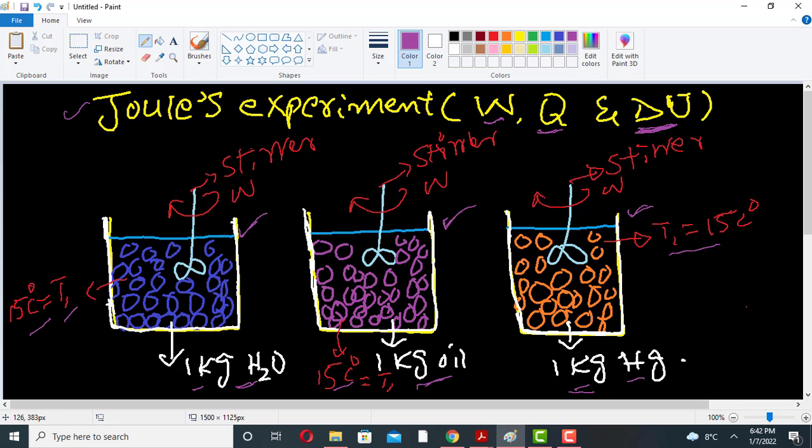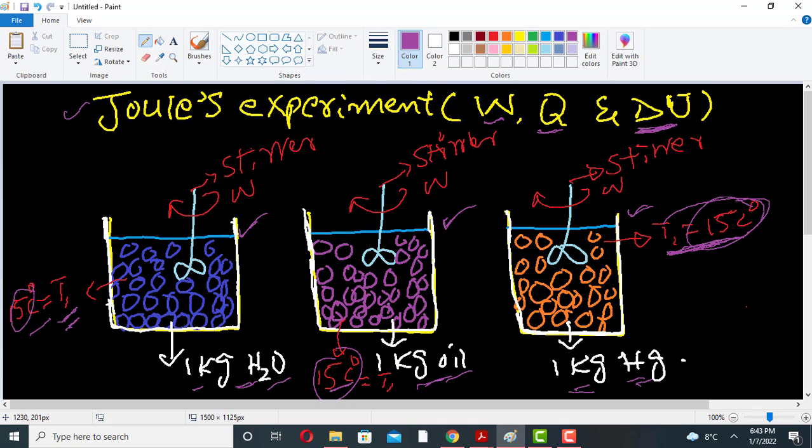The initial temperature was 15 for the water, for the oil, and for the mercury also. So he took various beakers with 1 kilogram of various liquids like water, oil and mercury, and he put a thermometer into these beakers. He noted the temperature of these 3 beakers, which was 15 degrees centigrade for every liquid, the initial temperature.